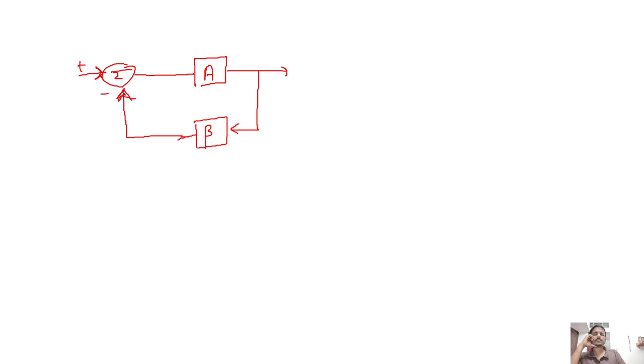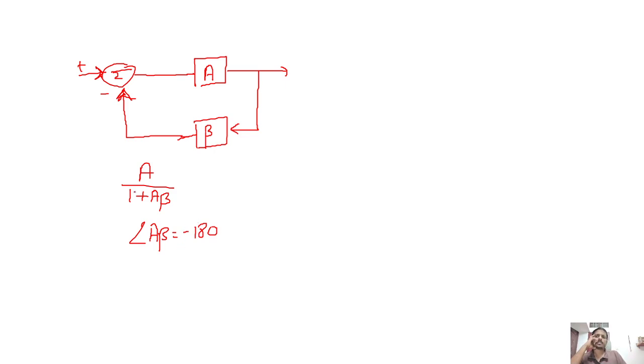The transfer function here is A by 1 minus A beta, right? A by 1 plus A beta. Now the concept: for a particular frequency, we have the loop gain A beta, and we are getting the phase as minus 180 degrees. Correct, the phase of A beta equals minus 180. That means when we are considering negative feedback, we end up with positive feedback, right? Here it is minus 180.